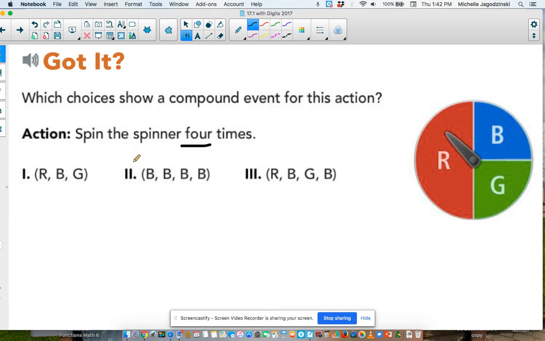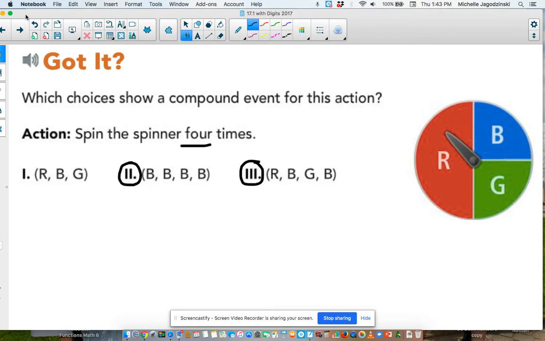And you should have circled number 2, because in this event, we're spinning blue, blue, blue, blue. So we're spinning blue 4 times. You should have also circled number 3, because you are spinning red, blue, green, and then blue. Okay, so that is having us identify how many steps we have. That is helping us identify how many or what our compound events are based on an action that is given to us.